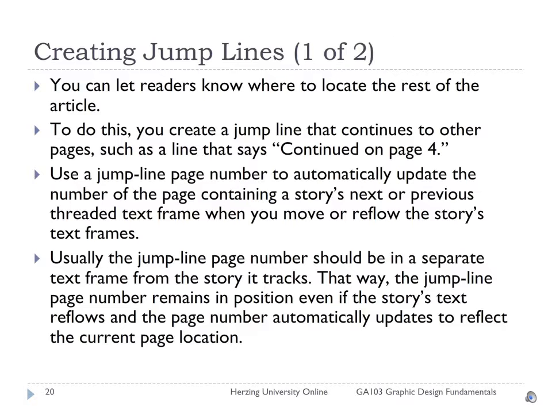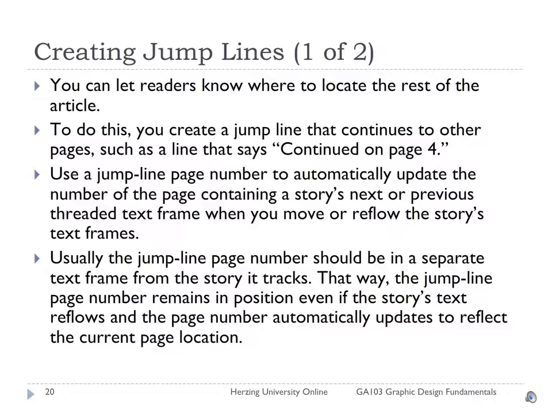You can let readers know where they can locate the rest of the article. To do this, you can create a jump line that continues to other pages, such as a line that says continued on page 4. Use a jump line page number to automatically update the number of the page containing the story's next or previous threaded text frame when you move or reflow your story's text frames.